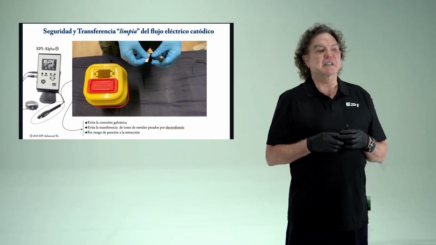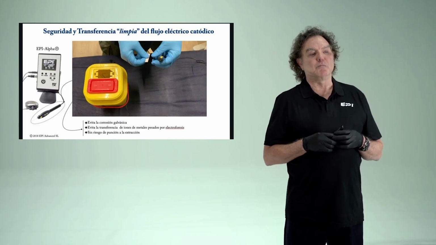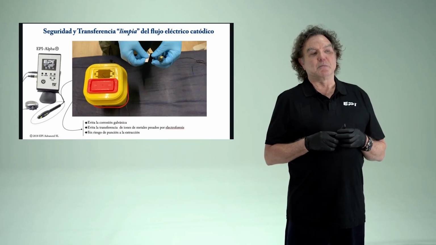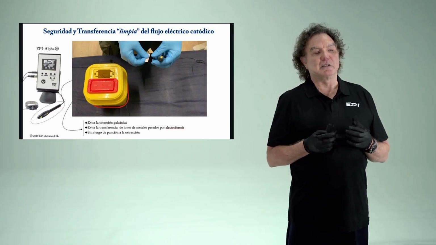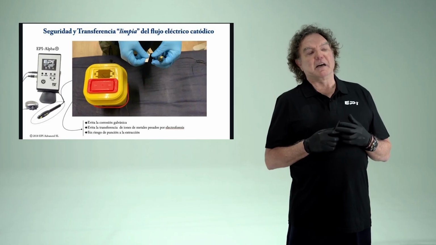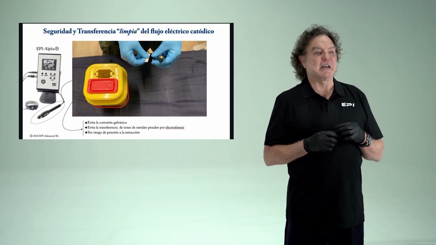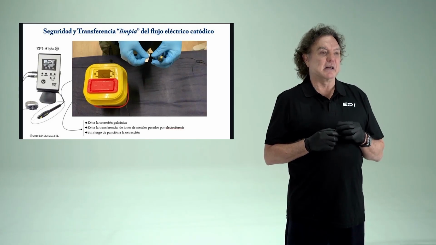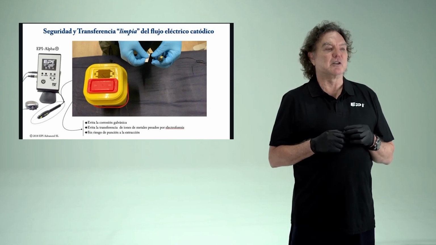That is why the EPI alpha device is meticulously designed and carefully manufactured with a specialized handpiece that allows it to be continuously and thoroughly disinfected and prevents the harmful transfer of heavy metals that are ionized within the person's tissue.